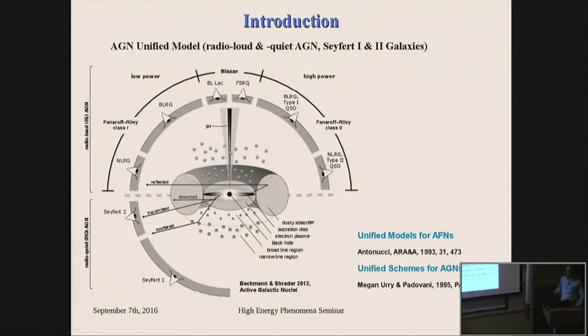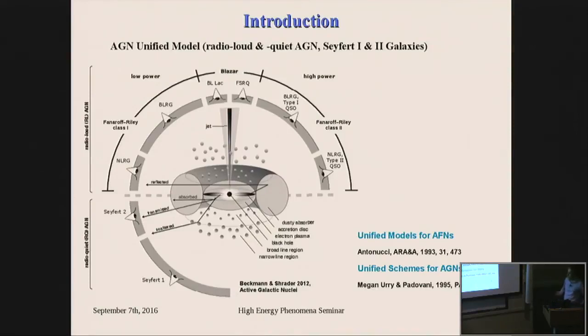About nearly 15% of nearby AGN are classified as radio loud, while the rest are classified as radio quiet AGN. This radio quiet AGN is divided into two different groups. One of them is Seyfert 1 and the other is Seyfert 2.